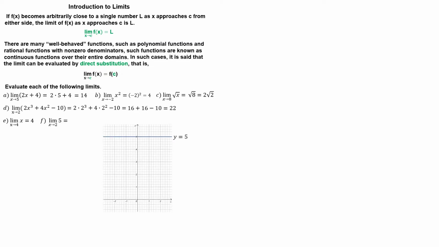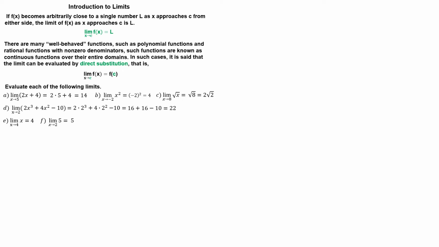In this example, we need to find the limit of a constant function. Take a look at the graph. For any value of x, the function is 5. Therefore, the limit of a constant function is always equal to the constant value, regardless of the location of the limit point. In this example, the constant value is 5.